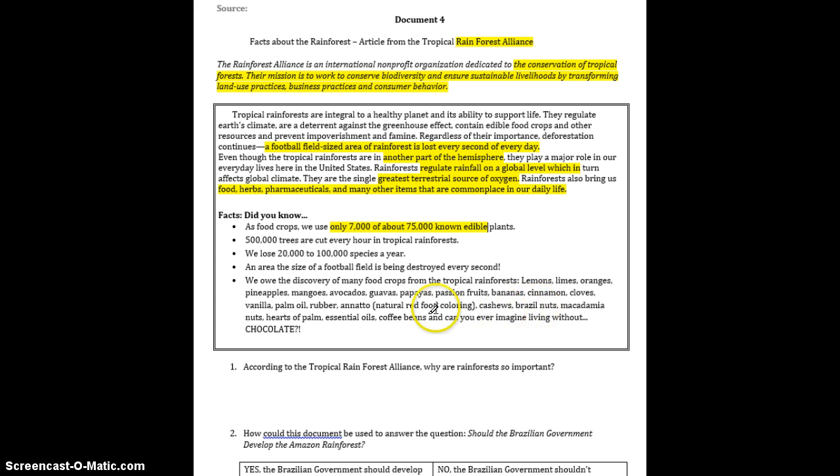We owe the discovery of many food crops to the tropical rainforest: lemons, limes, oranges, pineapples, mangoes, avocados, guavas, papayas, passion fruit. All of these different fruits that we see here were grown or discovered in the rainforest.